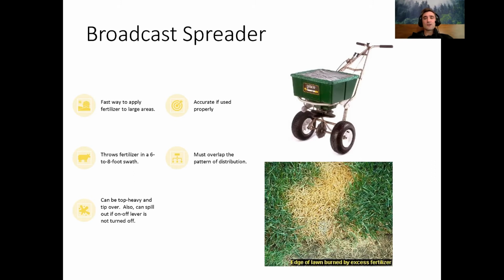happen. There's also an on and off lever. So you want to always make sure you have the opening closed at the bottom before you apply the fertilizer. And there's an image there of what it looks like when you burn the grass by applying too much. We want to avoid that. That looks like it was probably a spill of some sort.